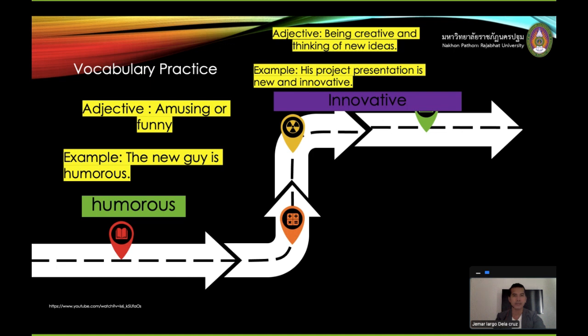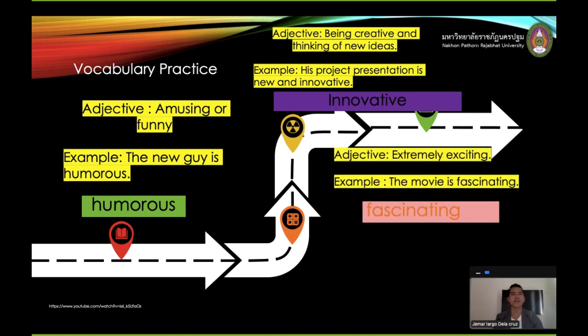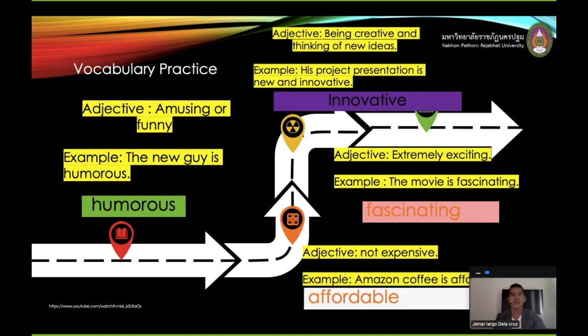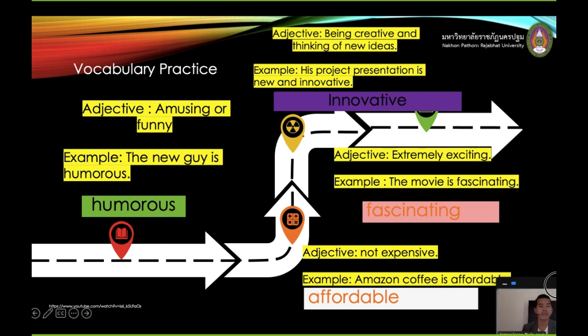Next is innovative. It is an adjective which means being creative and thinking of new ideas. His project presentation is new and innovative. Next is the word fascinating. It means extremely exciting. The movie is fascinating. Okay, good. Next is the word affordable. Coffee is affordable, meaning you can buy it because it's cheap. Amazon coffee is affordable.